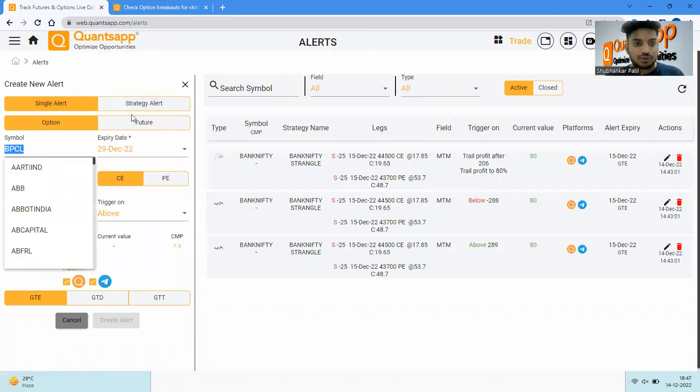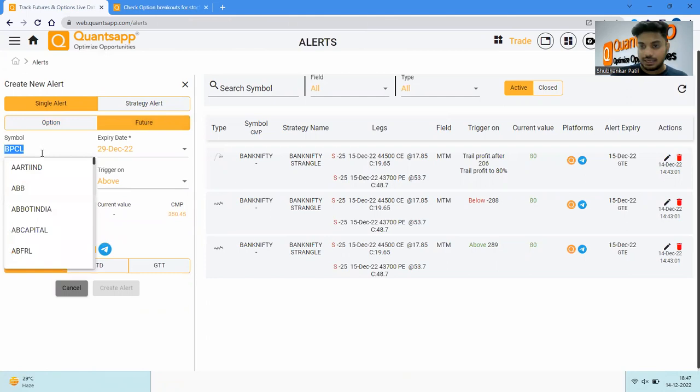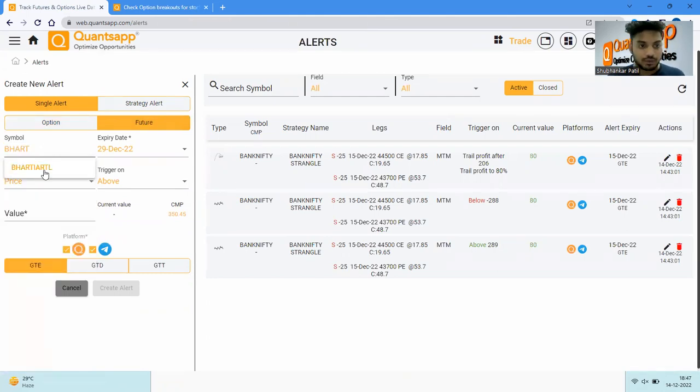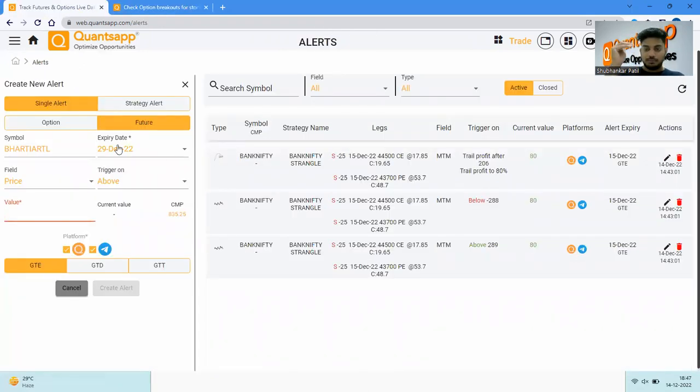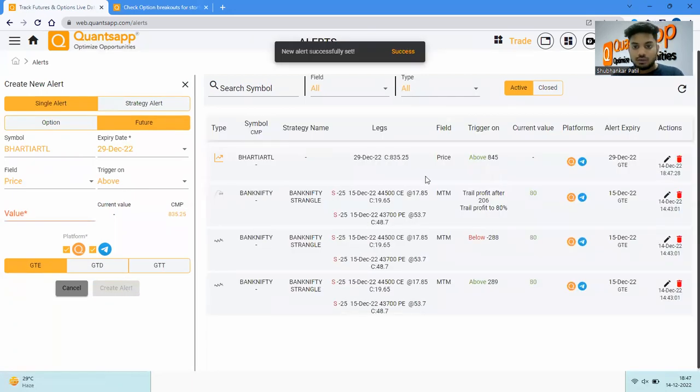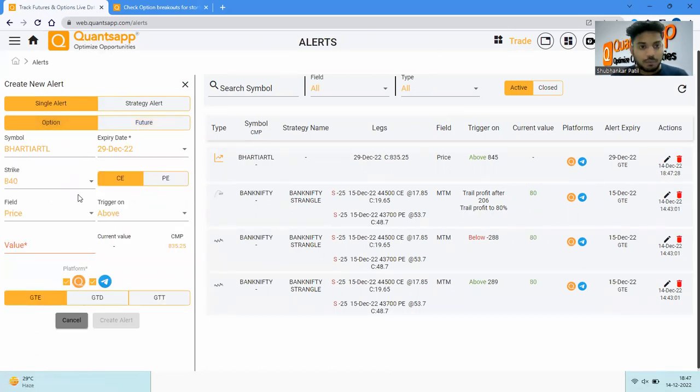So I will go to Quantsapp alerts and create a single alert, which is on futures. You can create it on futures, you can create it on options as well, but let's say Bharti as of now. I will set an alert whenever Bharti goes above 845. I don't want exactly 850, but 845, which is very close to my target. Whenever Bharti Airtel's futures go above it, I want a notification. The moment I hit create alert, Quantsapp alerts will send me a notification on the Quantsapp mobile app as well as Telegram. Other than that, you can set an option alert as well.